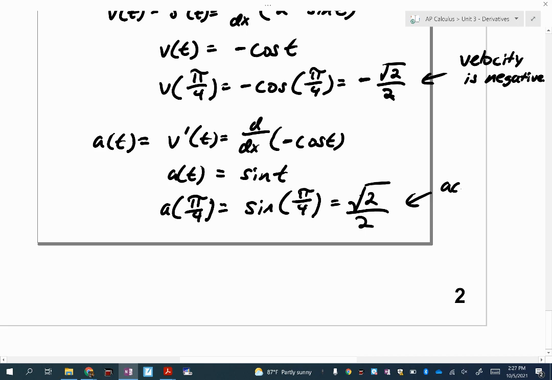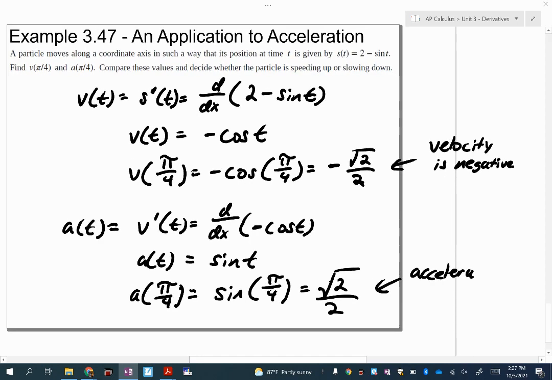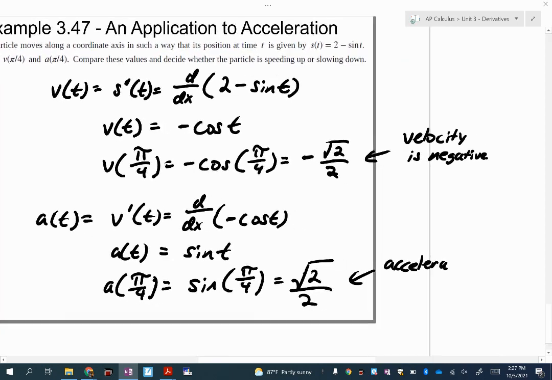Okay, so acceleration. That's not how you spell it. Two R's, right? No, I was right, two C's. There we go. Is positive.